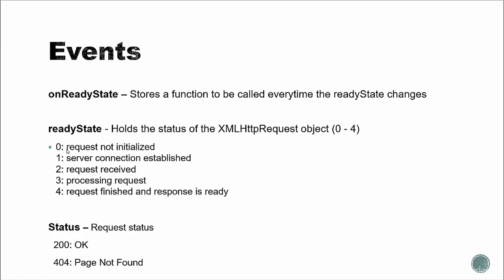So 0 is not initialized, 1 is when a connection is established, 2 is when the request is received, 3 is when it's processed, and then 4 is when it's finished. And then you also have a status, which will be 200 if everything's okay, and 404 if it's a page not found. So in our code we're going to want to test to see what state we're at. We're not going to want to move forward until we're at 4, and I'll show you how to do that. So let's jump into some code, and I can give you some examples.